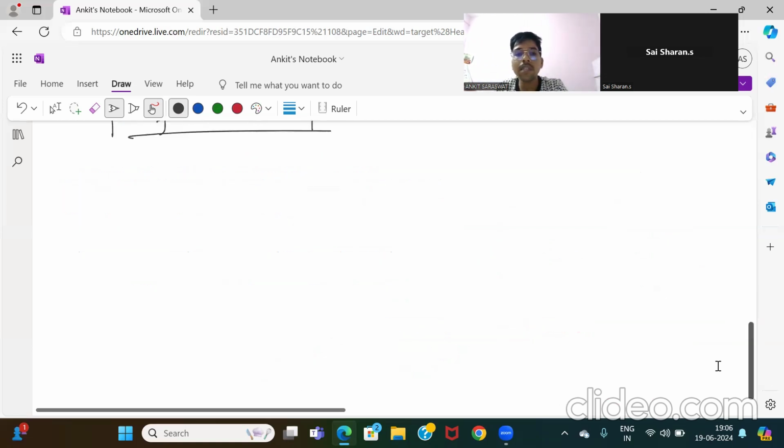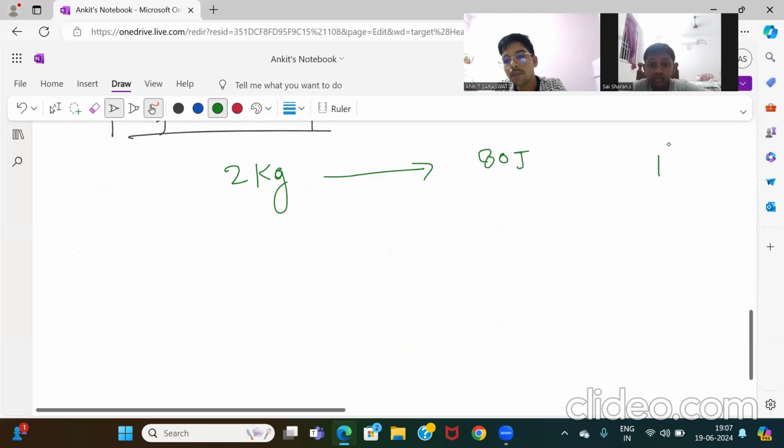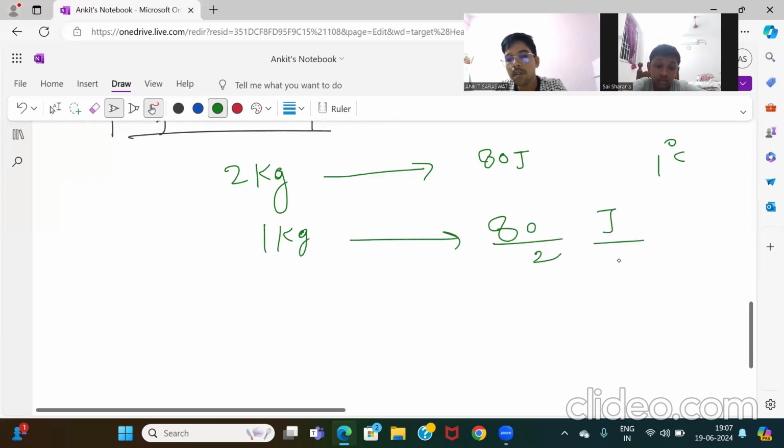Now, what is the meaning of specific heat capacity? For example, if I take 2 kg of water, then how much heat is required? For example, 80 joule is required in order to raise the temperature by 1 degree Celsius. Now for 1 kg mass, means unit mass, how much heat is required? 80 by 2 joule per kg per degree Celsius. The unit will be like this. How much? 40 joule per kg per degree Celsius.